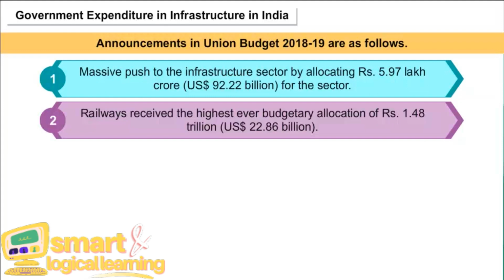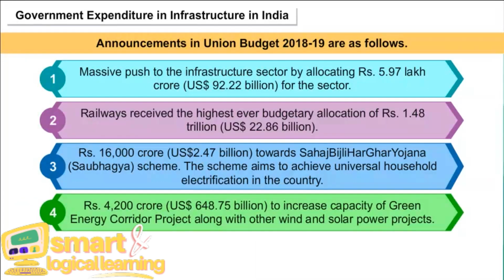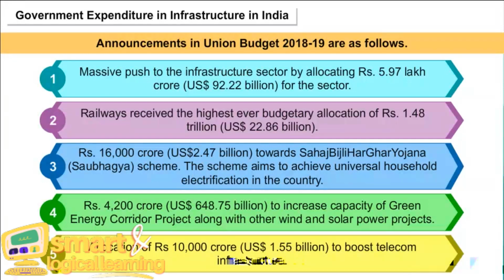Railways received the highest ever budgetary allocation of Rs 1.48 trillion, that is US dollars 22.86 billion. Rupees 16,000 crores, $2.47 billion towards Sahaj Bijli Har Ghar Yojana Saubhagya scheme. The scheme aims to achieve universal household electrification in the country. Rupees 4,200 crores, $648.75 million to increase capacity of green energy corridor project along with other wind and solar power projects. Allocation of rupees 10,000 crores, $1.55 billion to boost telecom infrastructure.